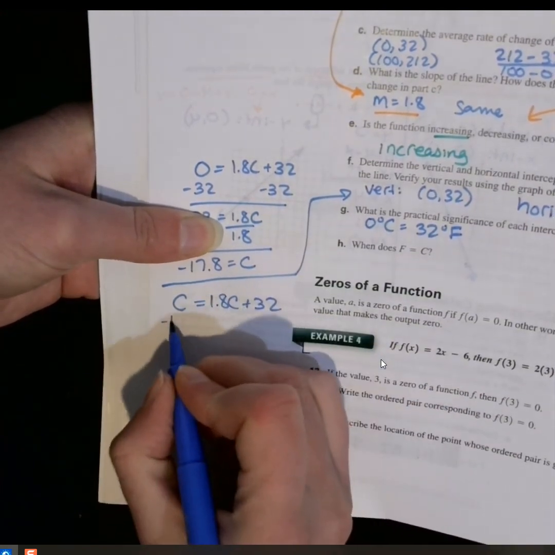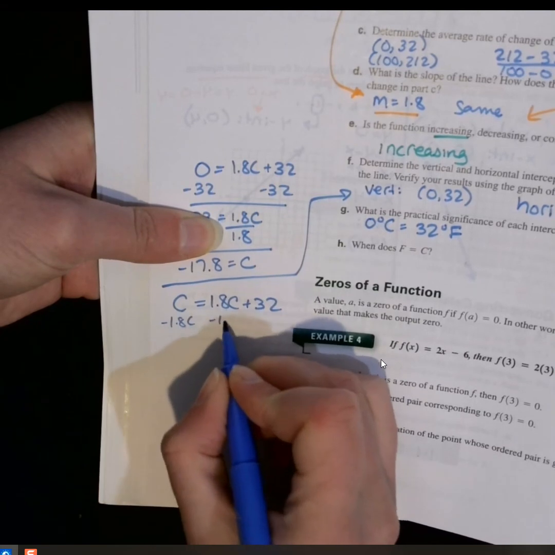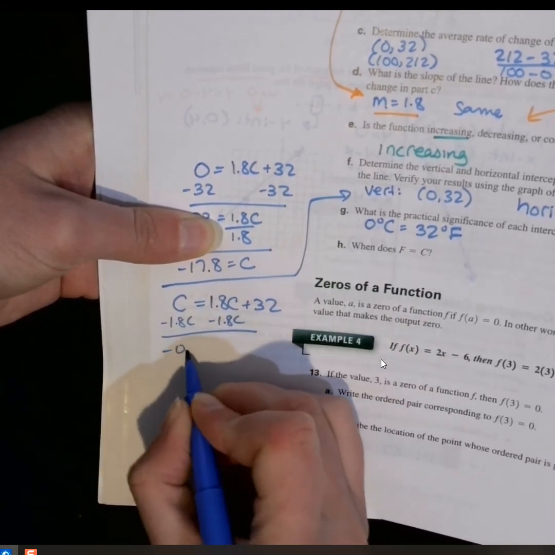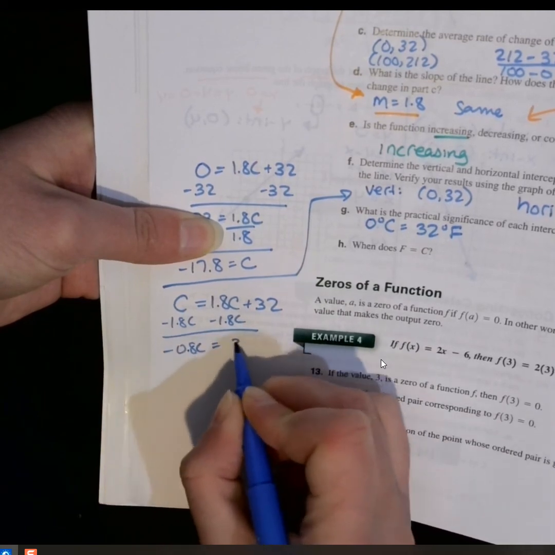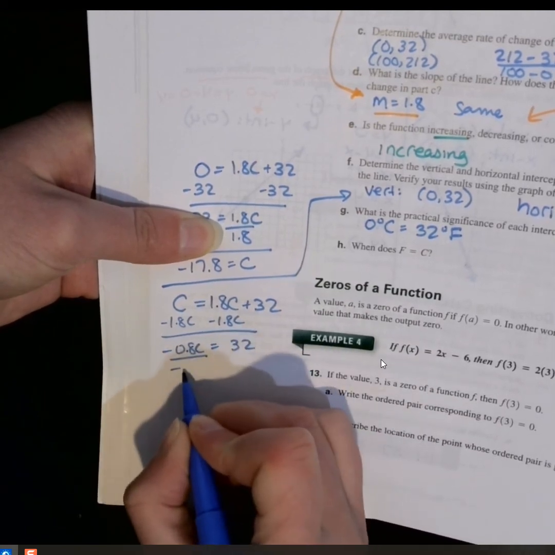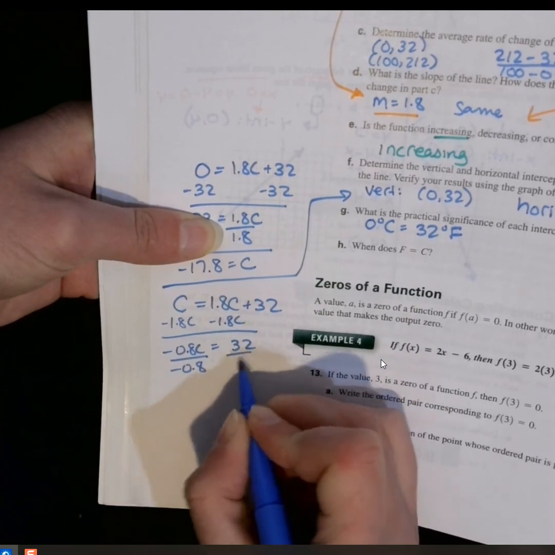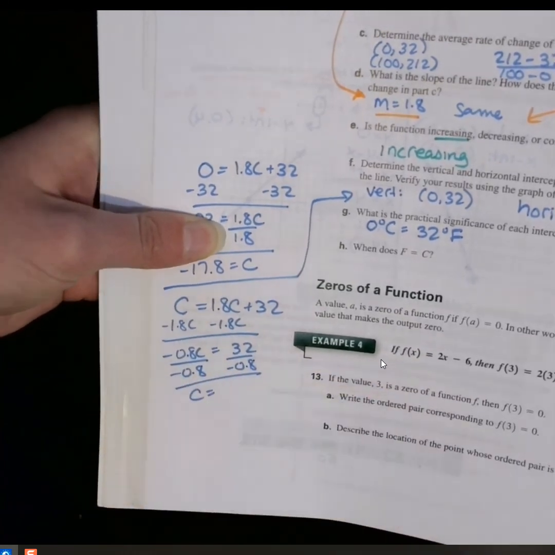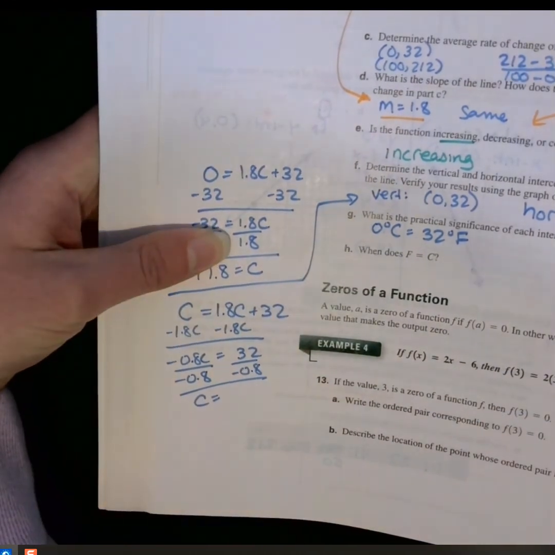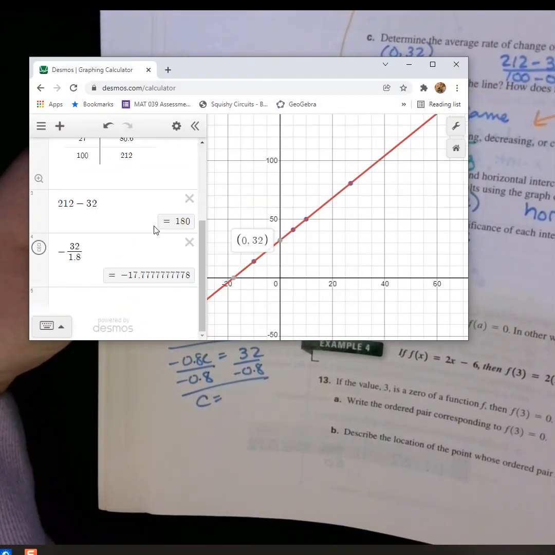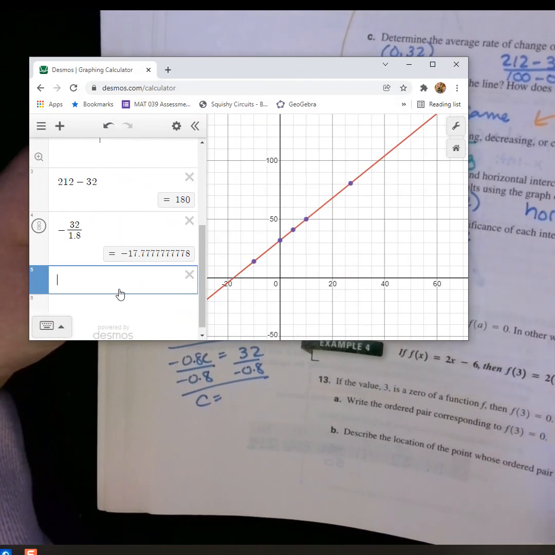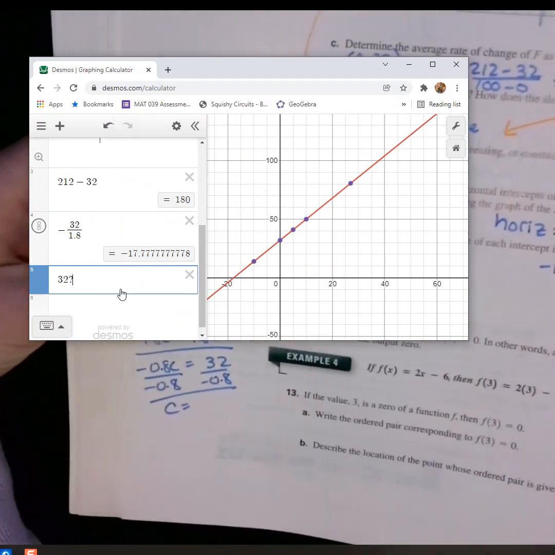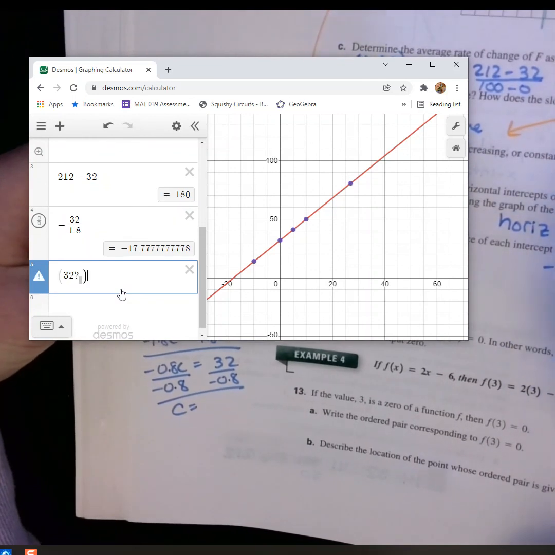So I'm going to subtract 1.8 C from both sides. That should get me negative 0.8 C equals 32. And then I'm going to divide by negative 0.8. So that gets me, let's find out. If I take 32 and divide it by negative 0.8.